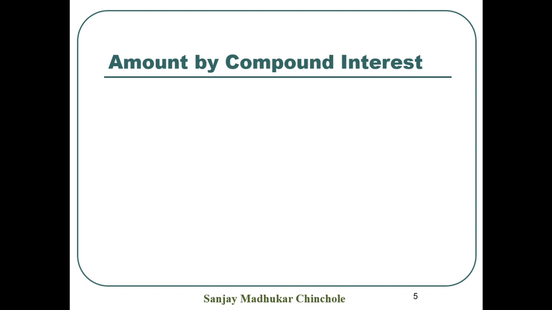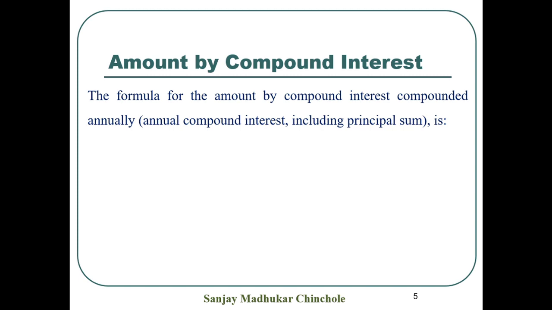Amount by compound interest. The formula for the amount by compound interest compounded annually, where the rate of interest is given per cent per annum and the compound interest is also compounded annually. Annual compound interest including principal sum means this amount is principal plus the compound interest compounded annually, and it is given by A is equal to P into bracket 1 plus R upon 100 bracket raised to n.